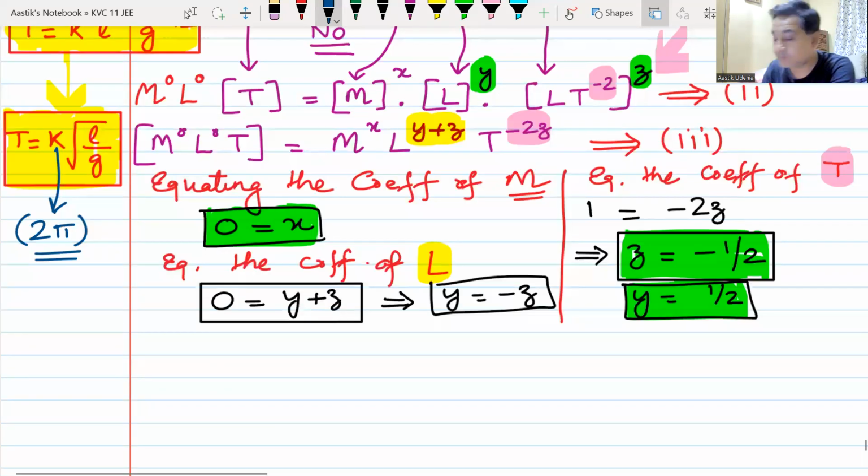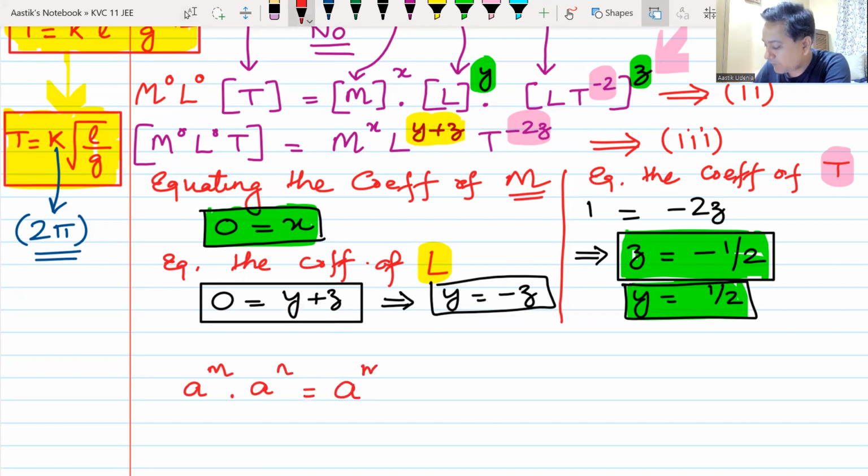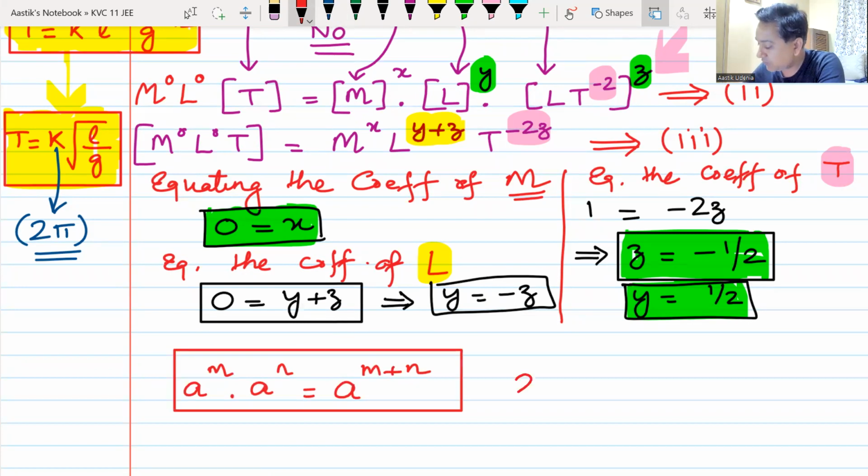A to the power of m into a to the power of n is equal to a to the power of m plus n. That is very simple. That is high school maths. A raised to the power of m multiplied by a raised to the power of n is equal to a raised to the power of m plus n. There is no rocket science behind this. 2 raised to the power 2 multiplied by 2 raised to the power 3 is 2 raised to the power of 5. Is it so difficult to understand?